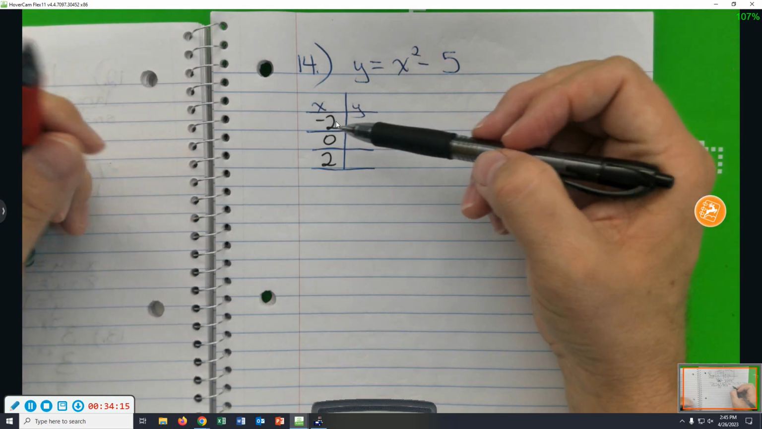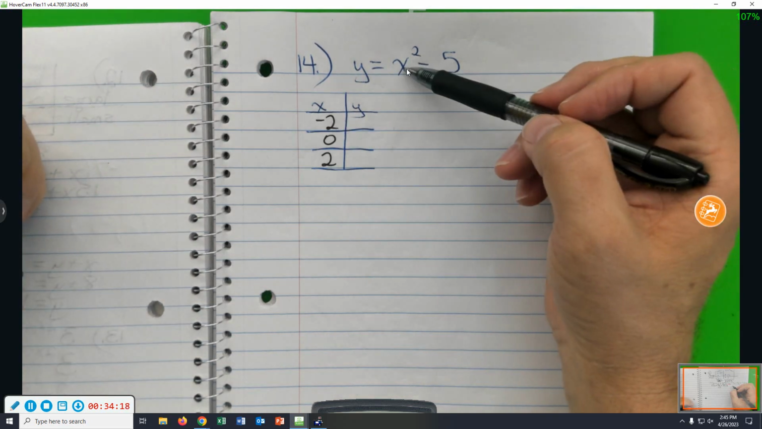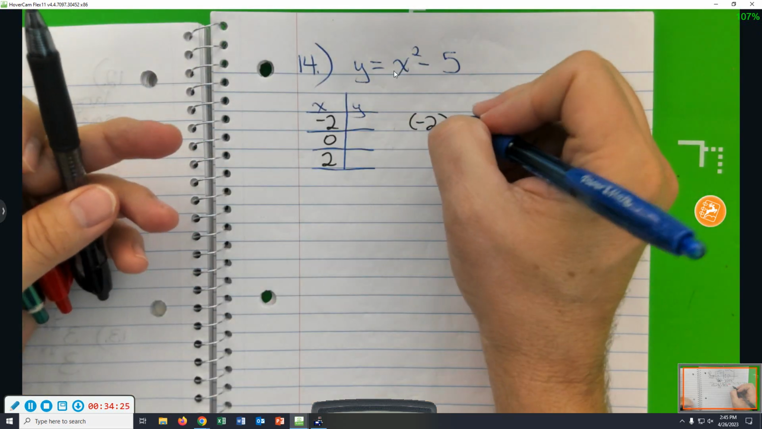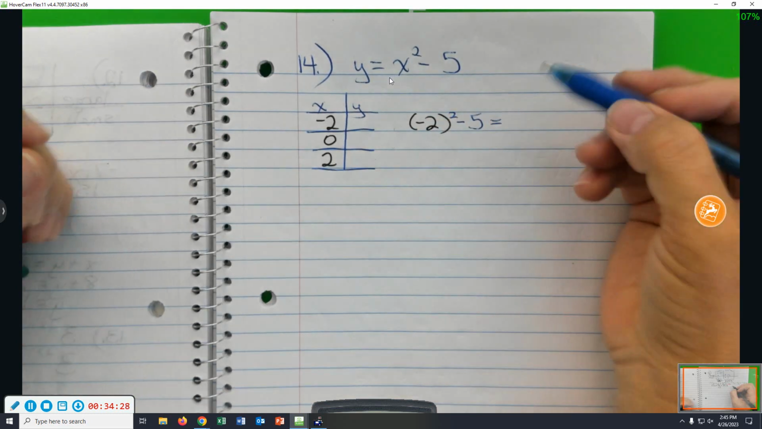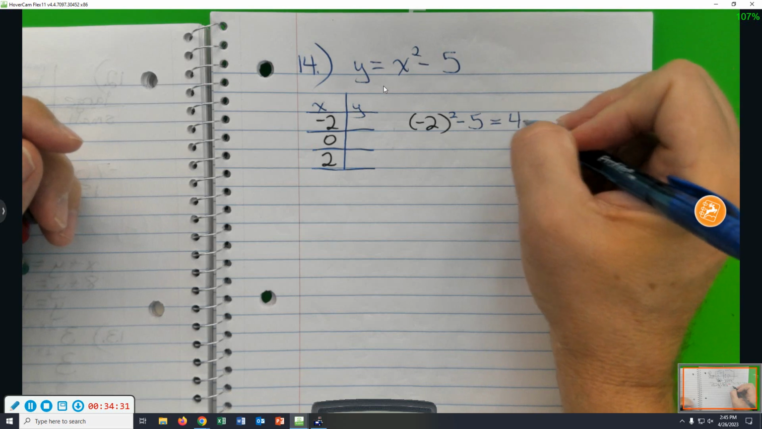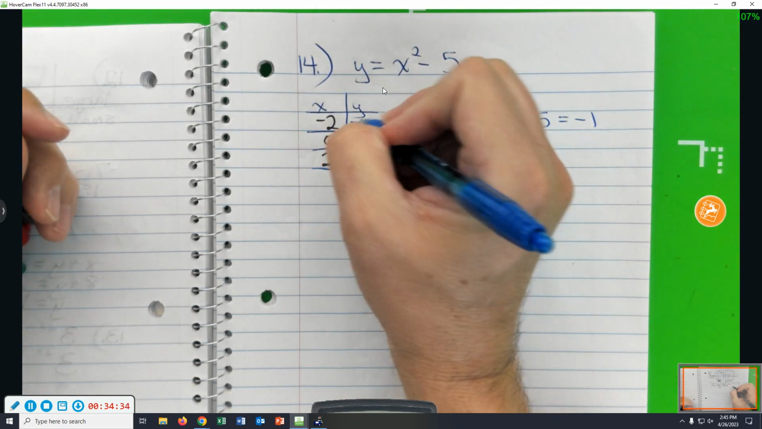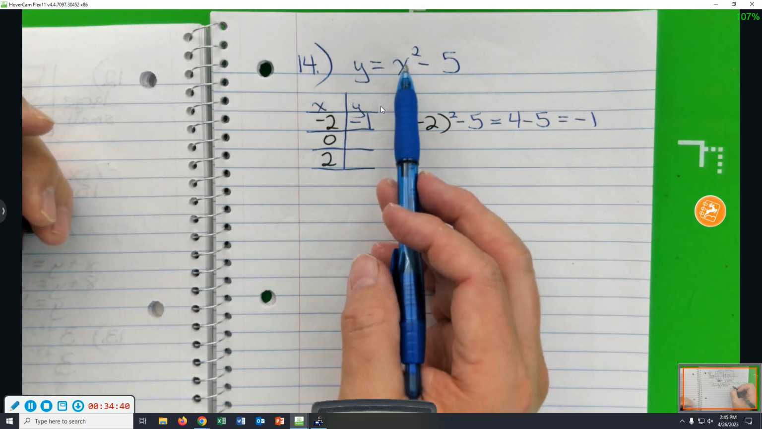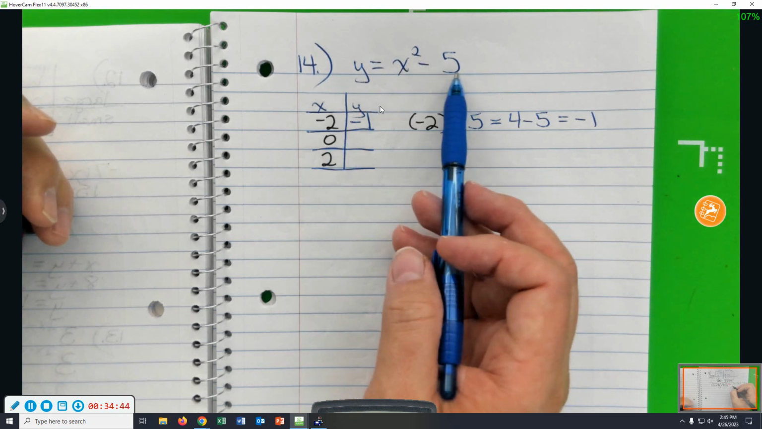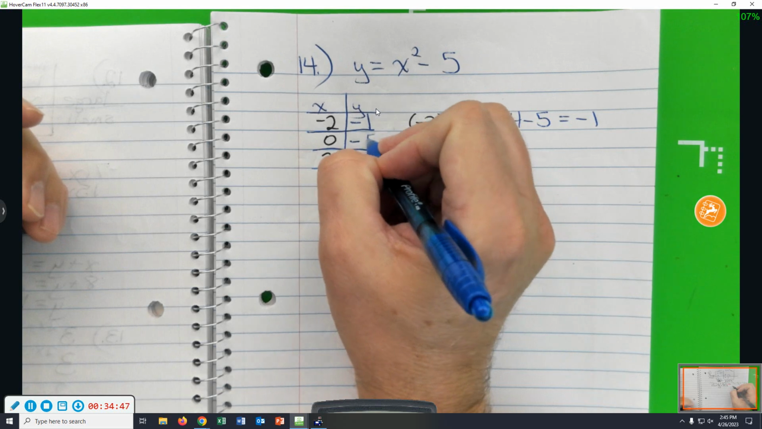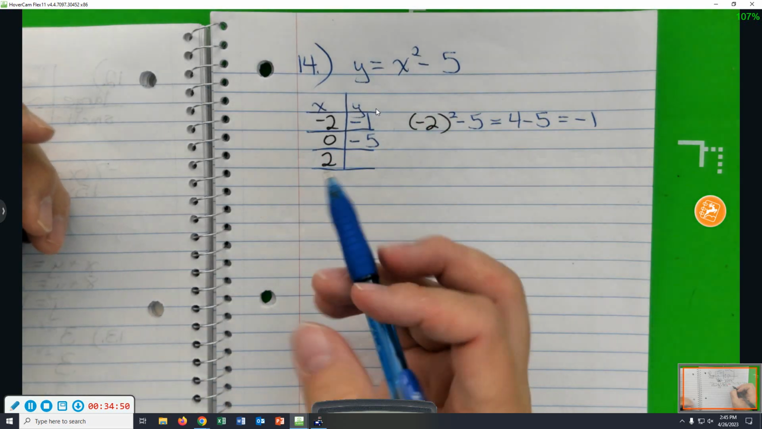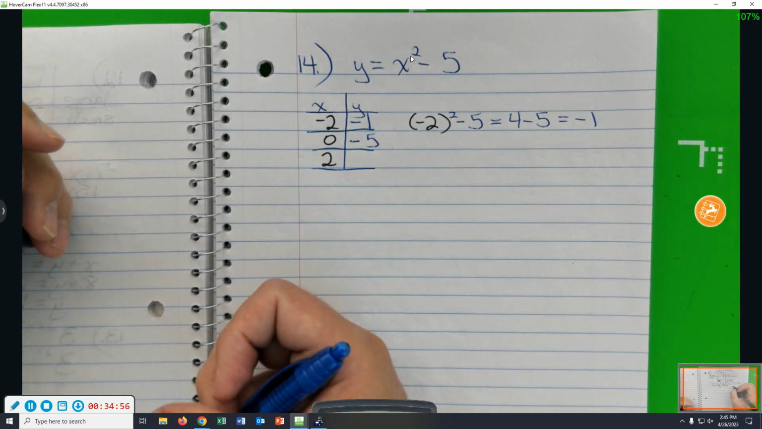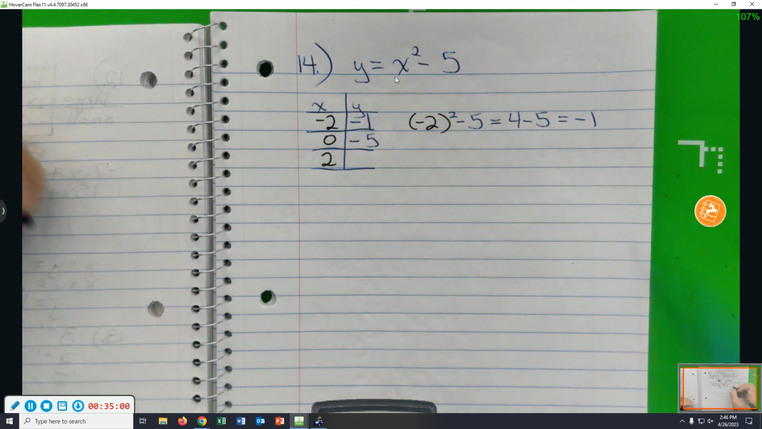We have to fill in this table, and then we draw the graph. This says take the -2, plug it in for x, so we have -2 squared minus 5. That's a 4 minus 5. I agree with the -1. So there's my first ordered pair, -2, -1. This says plug what number in for x? 0 minus 5 gives me -5. Here we're plugging in 2 squared minus 5. That's another 4 minus 5, so another -1.